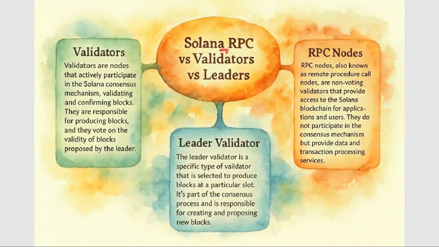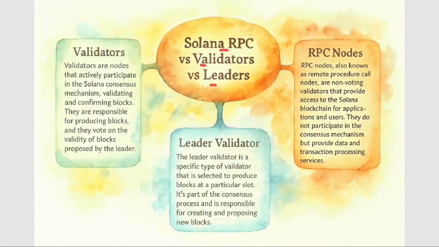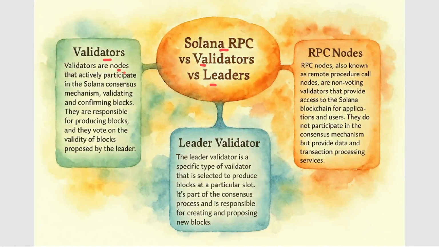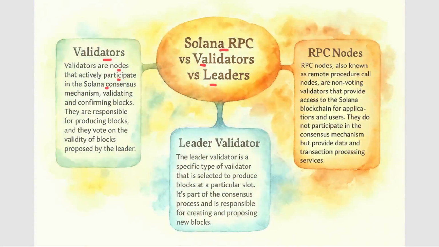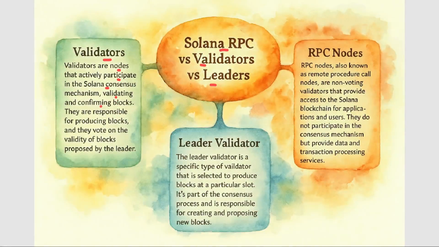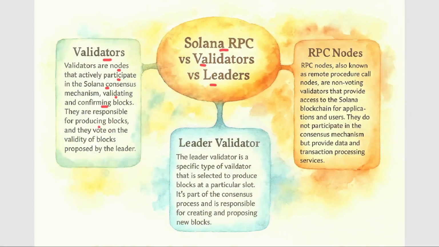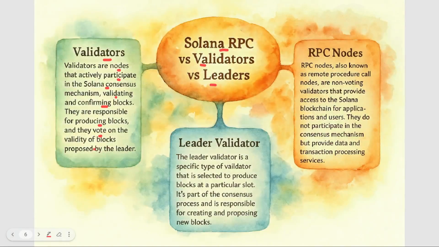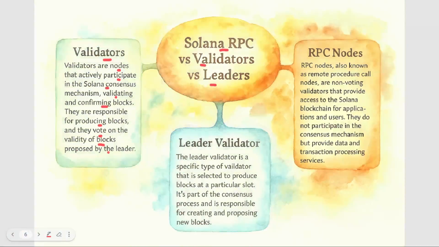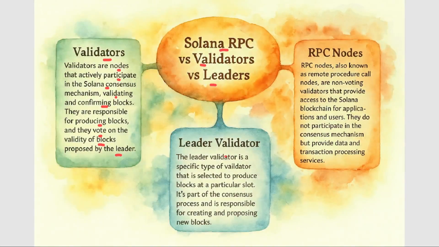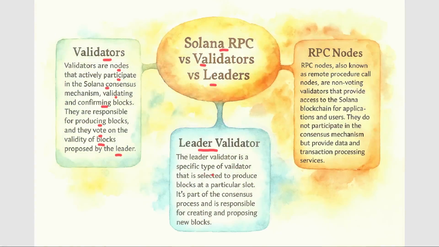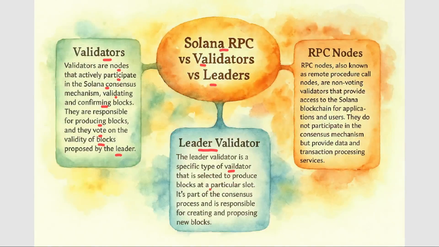Solana RPCs versus validators versus leaders. The validators are nodes that participate in the Solana consensus mechanism, validating and confirming blocks. They are responsible for producing blocks. They vote on the validity of blocks proposed by the leader. The leader validator is a specific type of validator that is selected to produce blocks at a particular slot as part of the consensus process and is responsible for creating and proposing new blocks.